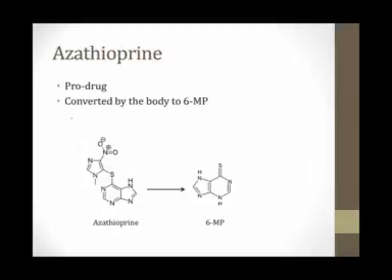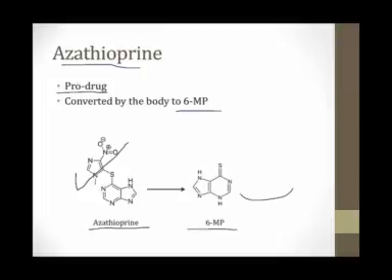Closely related to the drug 6-MP is the drug azathioprine. Azathioprine is a prodrug. It is converted by the body to 6-MP and then exerts the same effects on cells. Shown at the bottom left side of the screen is the chemical structure of azathioprine. If this portion of the molecule is lopped off, you will have the chemical structure of 6-MP, which can then go on and do the same things that we showed 6-MP doing on the last two slides.